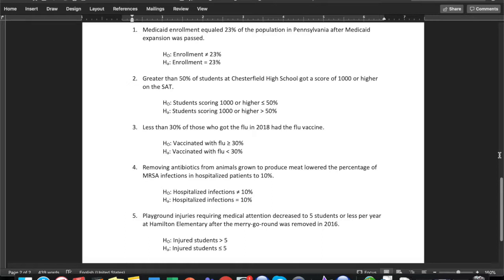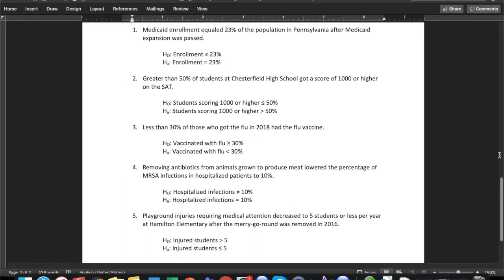Okay. Did you have a question? For your null hypothesis there, should that be the one that includes the equal sign? It depends on what you're trying to prove. So in this case, we're trying to prove that it's greater than 50%. So it would be not equals here, and then it would be equals here.